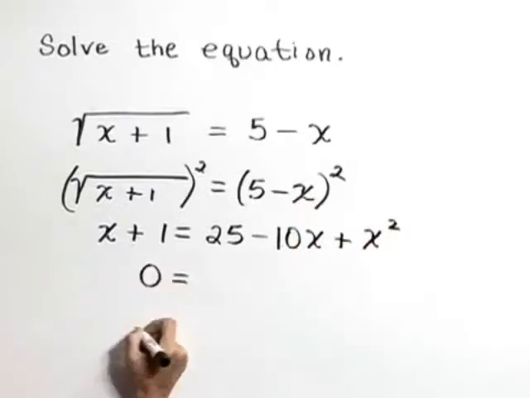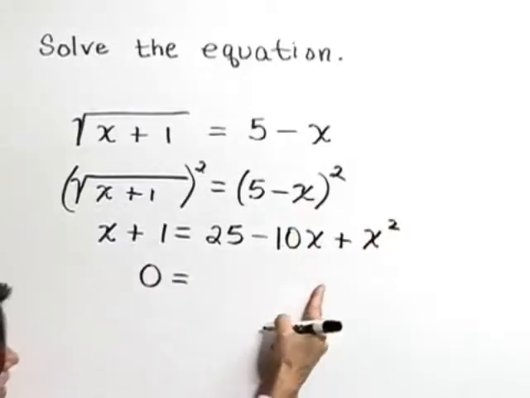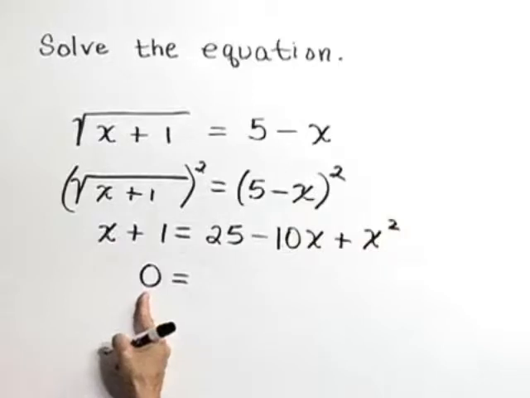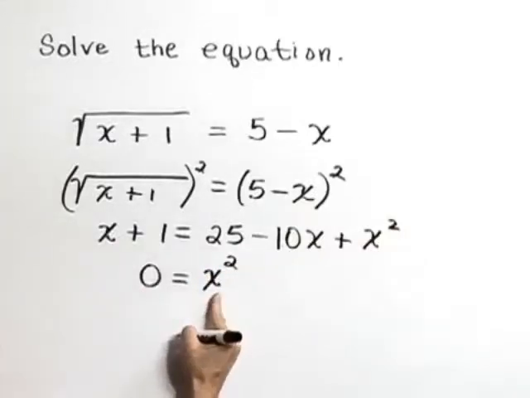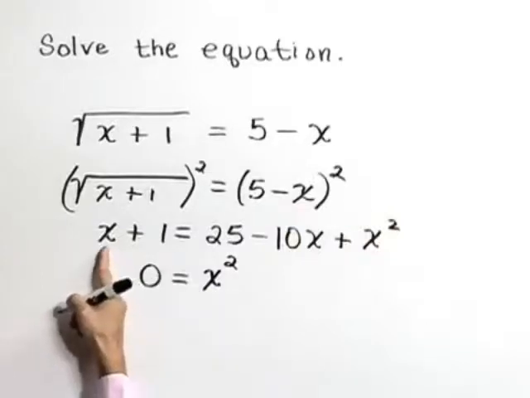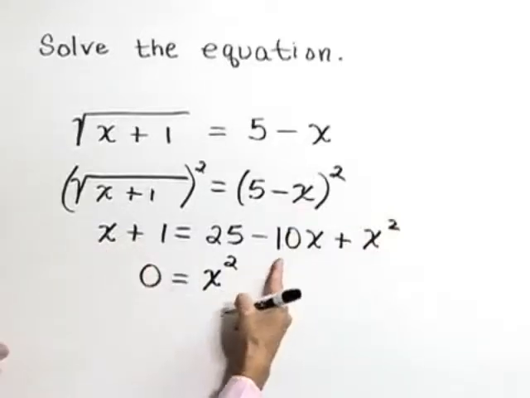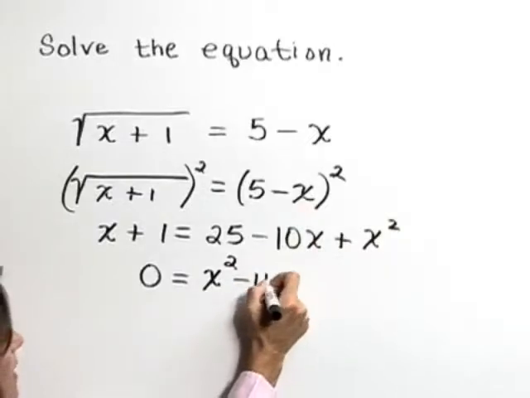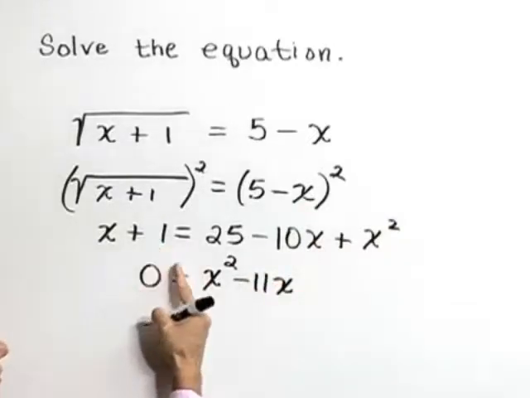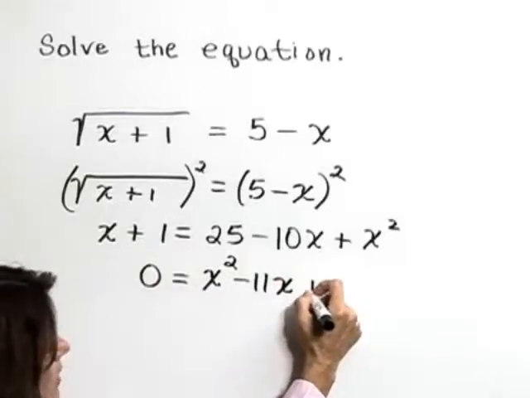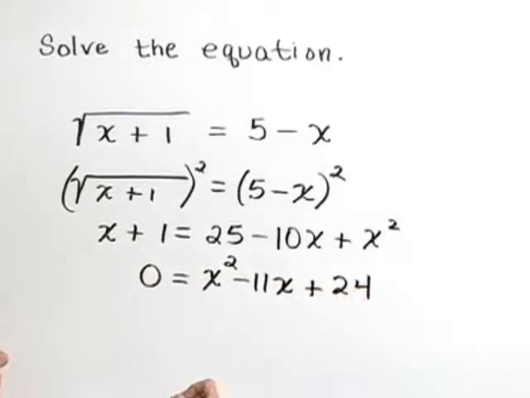Let's put that in standard form, bringing everything to one side, setting it equal to 0 on the other side. I'm going to move that x squared term out to the front. Let's subtract x from both sides. Negative 10x minus x is a minus 11x. Subtracting 1 from both sides, 25 minus that 1 gives a 24.